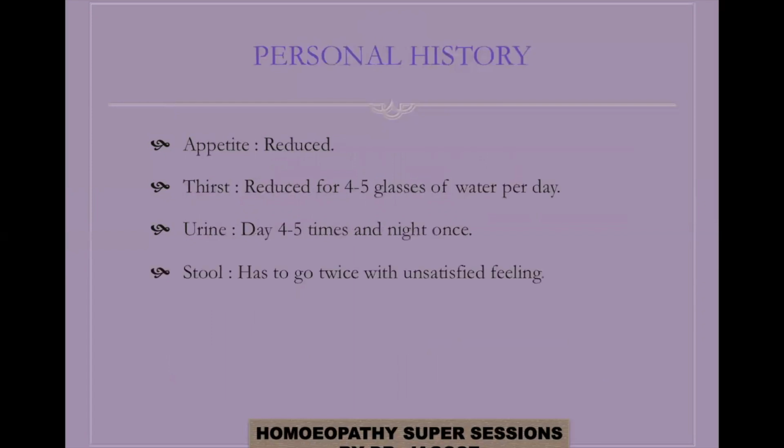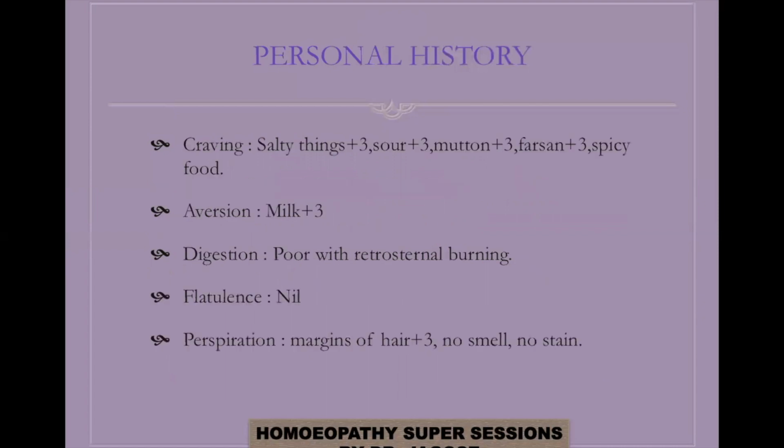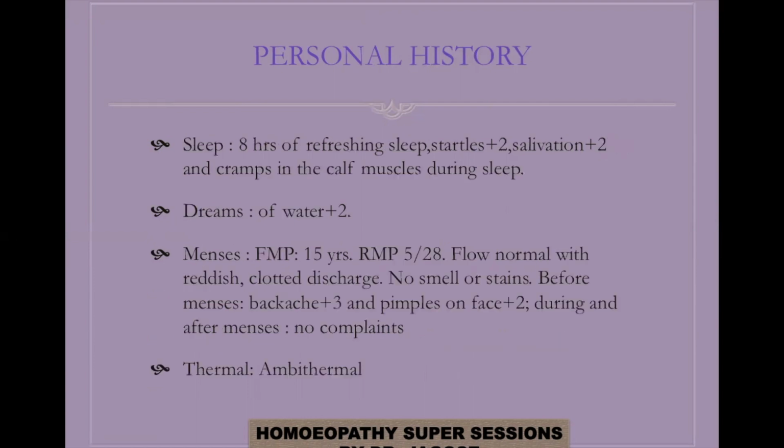Personal history: appetite is reduced, thirst reduced, 4 to 5 glasses of water per day. Urine, daytime 4 to 5 times and night once. Stools, has to go twice with unsatisfied feeling. Craving for salty things, sour things, mutton, farsan and spicy food, aversion to milk. Digestion poor with retrosternal burning, no flatulence. Perspiration along margins of hair, no smell, no stains. Sleep: 8 hours of refreshing sleep, patient startles in sleep, salivation during sleep, and cramps in the calf muscles during sleep.